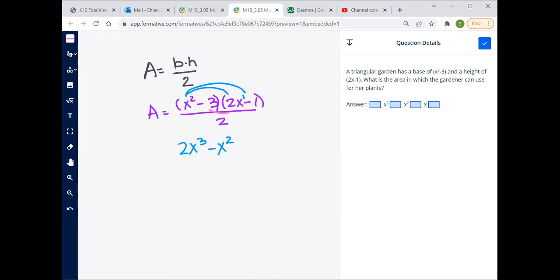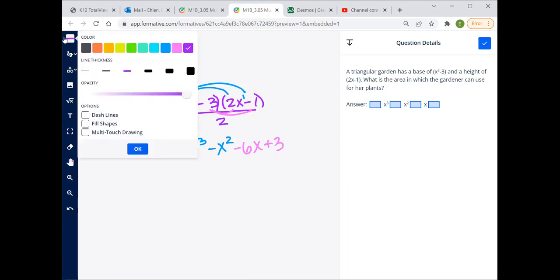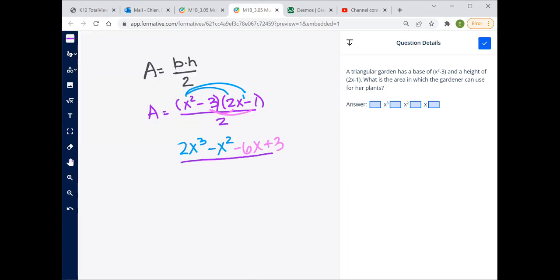Then distribute that -3. So -3 times 2x is -6x. And lastly, we have -1 times -3 is +3. And remember that this whole thing is still all over 2.